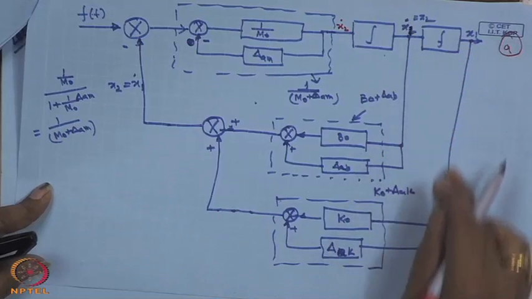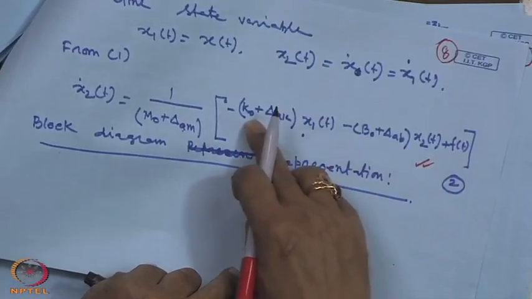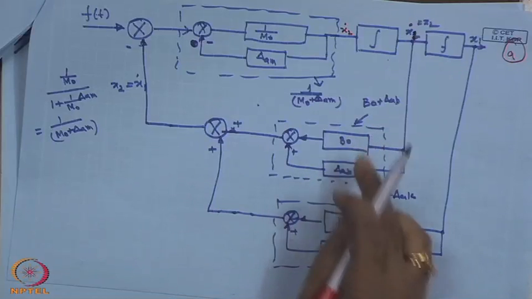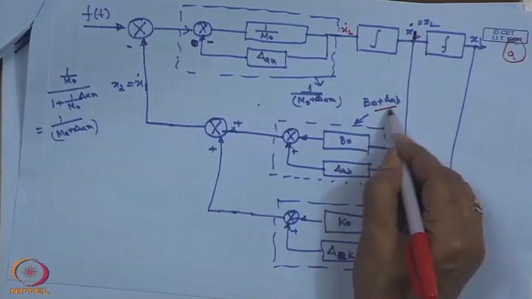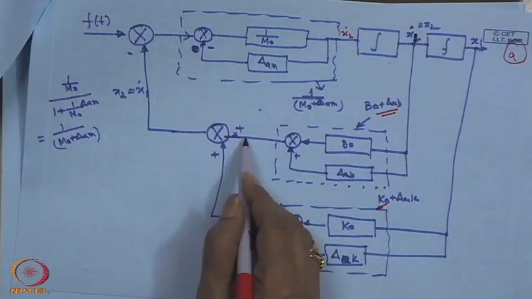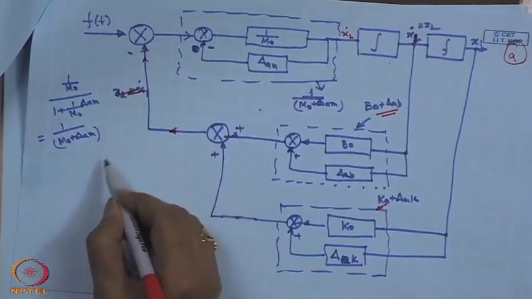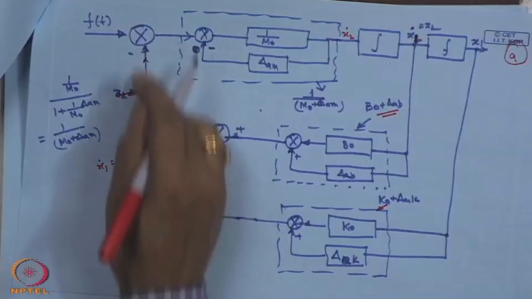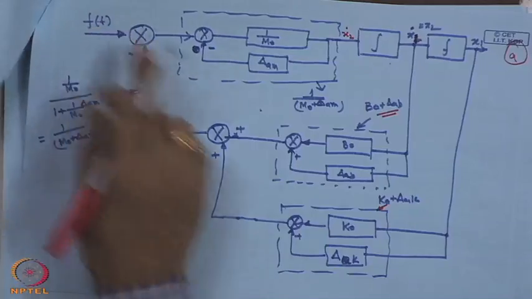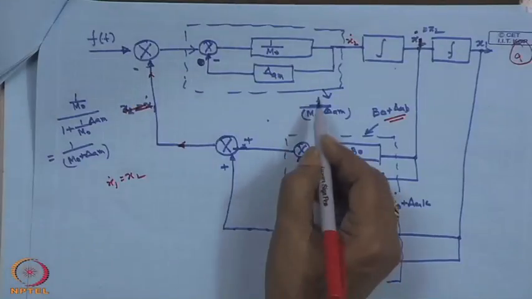So, if you see x 1 multiplied by K 0 plus delta A K, x 1 multiplied by delta A K, this block is nothing but that one. Then x 2 multiplied by B 0 plus delta A B. So, this combination is nothing but that one. So, these two terms we already got, this term and this term, and F of T. So, these two signals are coming and going here. That means, as I told you, x 1 dot is equal to x 2, and you do not consider that this is your x 2 dot. So, this signal is nothing but this signal plus this signal, and then F of T plus F of T, that is the F of T. So, that whole thing will be divided by 1 by M 0 delta M, and 1 by delta M 0 is this block.